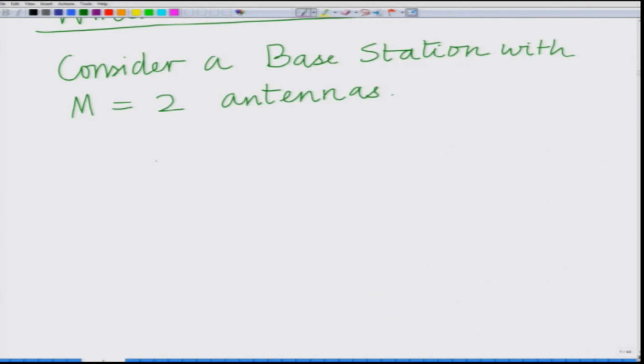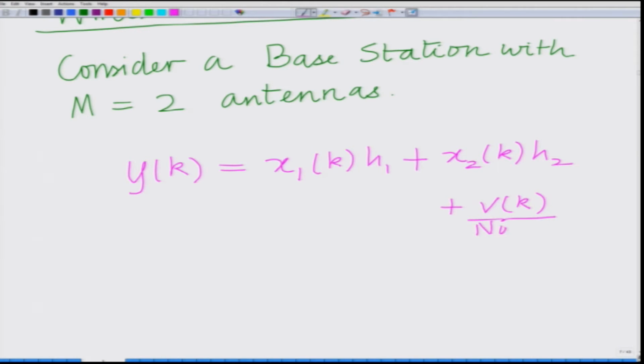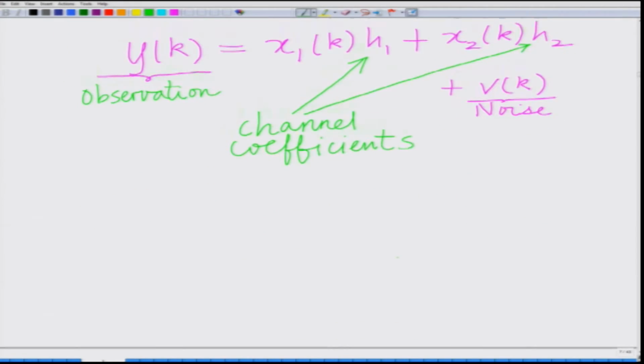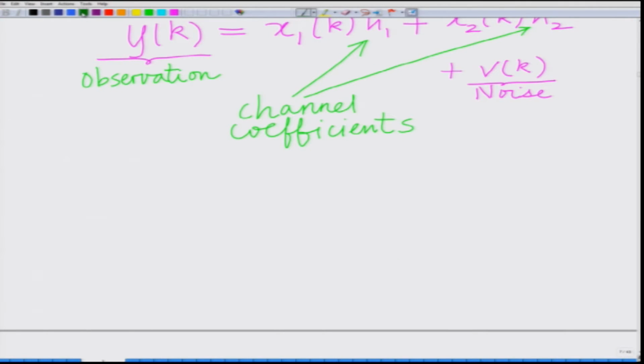So the system model for this is given as Yk, which is the received symbol at time instant k, equals x1k times h1, where h1 is the channel coefficient corresponding to the first transmit antenna, plus x2k times h2, plus of course Vk. Vk is the noise, Yk is the observation, and we have h1 and h2, these are the two channel coefficients of the multi-antenna channel.